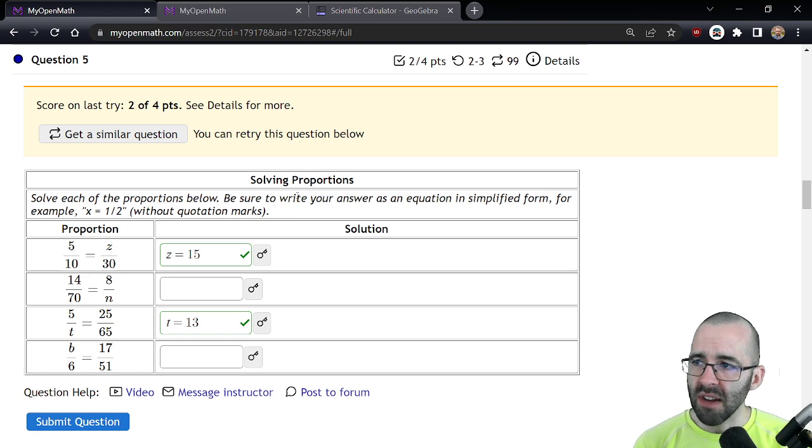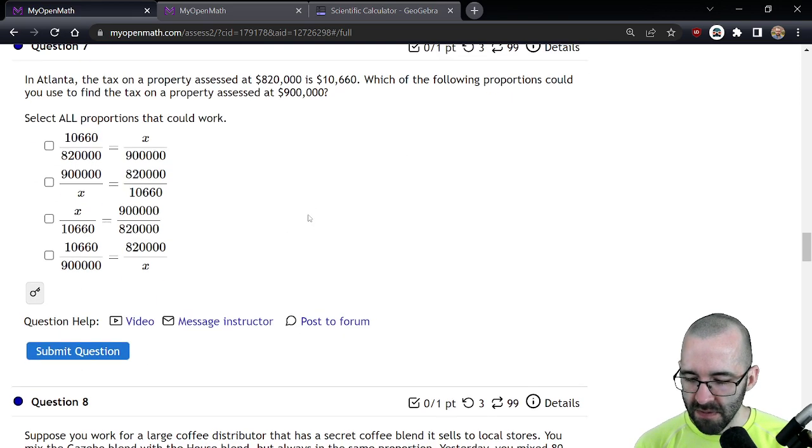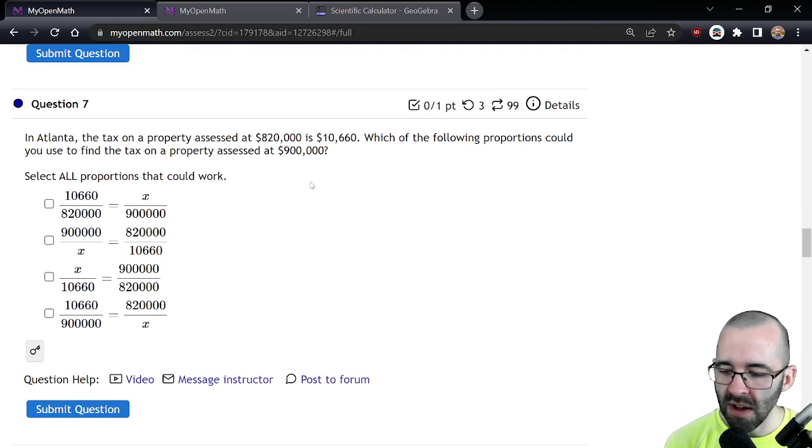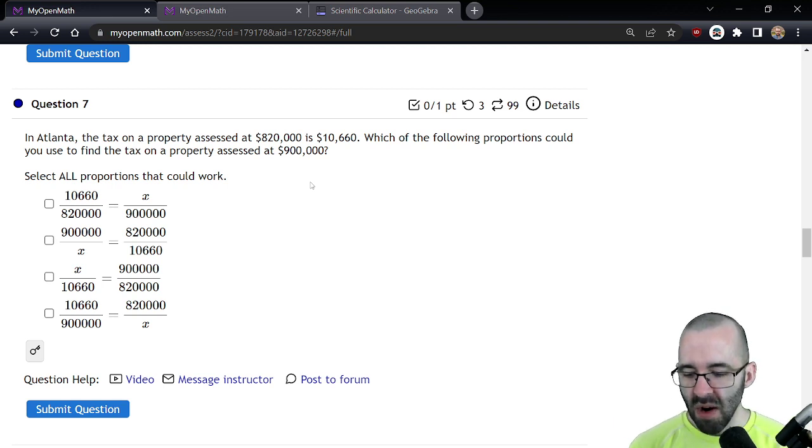All right, next up, let's look at number 7, setting up an application. So in Atlanta, Georgia, the tax on a property assessed, so this is talking about property tax for very expensive properties, or at least compared to mine, assessed at $820,000 is $10,660. Which of the following proportions could you use to find the tax on the property assessed at $900,000?